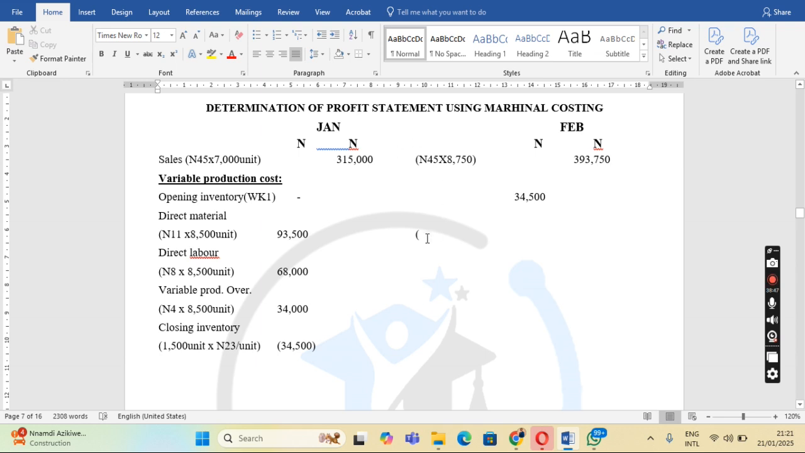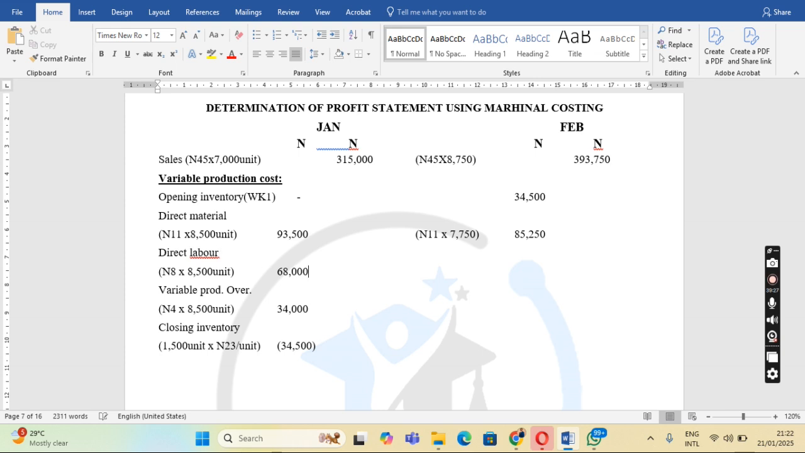Now, if that is established as well, we have 11 naira times the units produced for February. What is the unit produced, class? 7,750. Okay, 7,750. It seems others are sleeping. Oh, my people, wake up. Don't sleep. So what do we have? Please give me the figure. So we have 85,250.